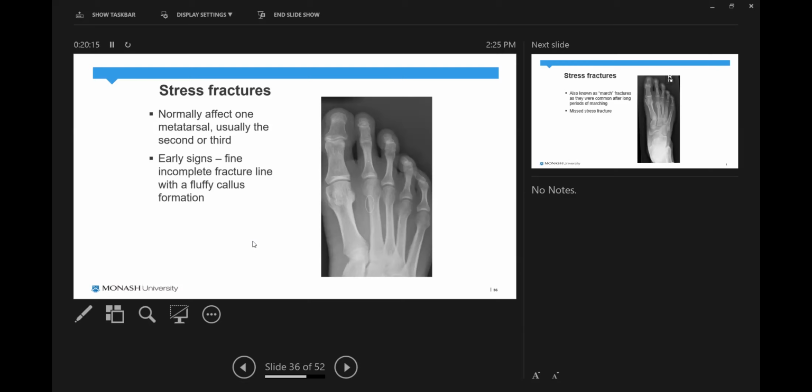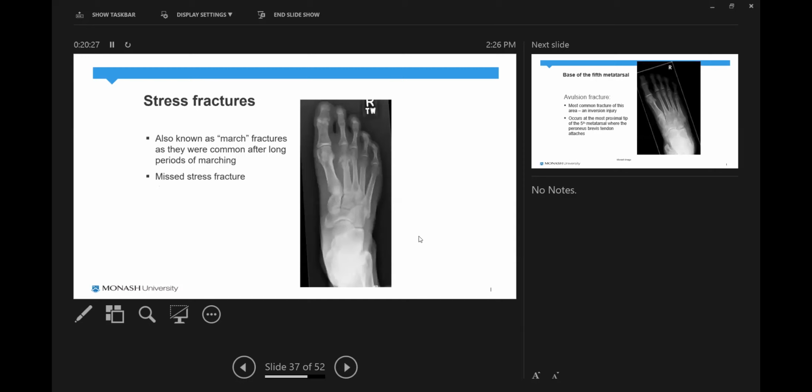It's much more sensitive in identifying stress fractures, especially when you have a professional athlete who, if they get a negative result, might go on and continue exercise, and if it's not diagnosed, this is what it can look like. So this is where there's been a missed stress fracture, and this patient had continued exercising, and not a good outcome on this one.